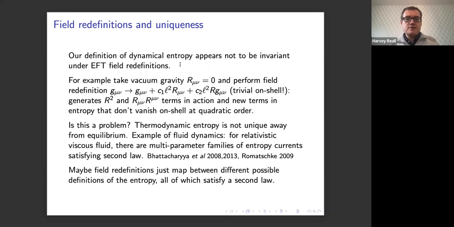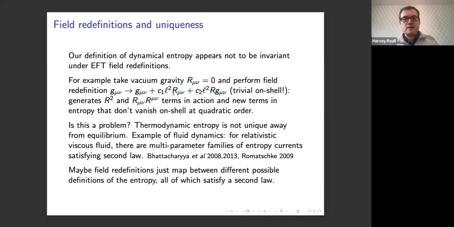Another issue concerns field redefinitions and uniqueness. So our definition of entropy appears not to be invariant under effective field theory field redefinitions. For example, let's take standard vacuum gravity with just the usual Einstein equation in vacuum, R mu nu equal to 0. Let's perform a field redefinition which looks like this.